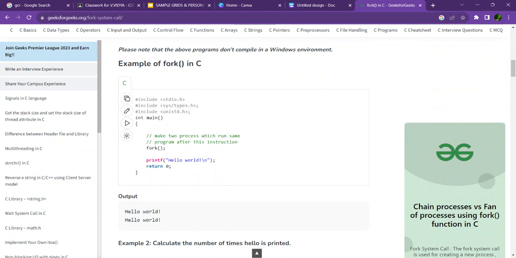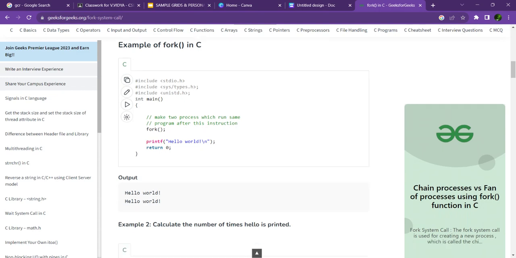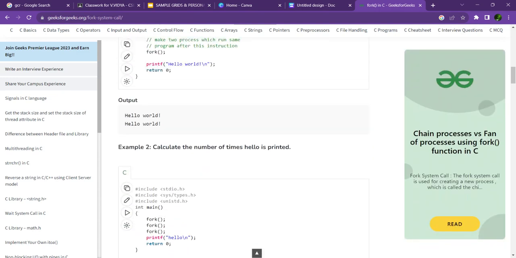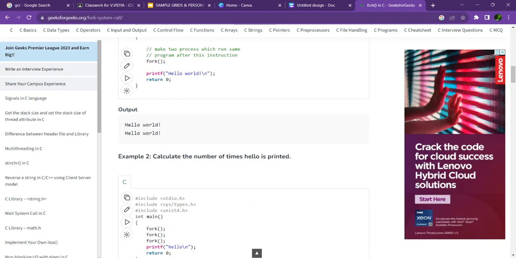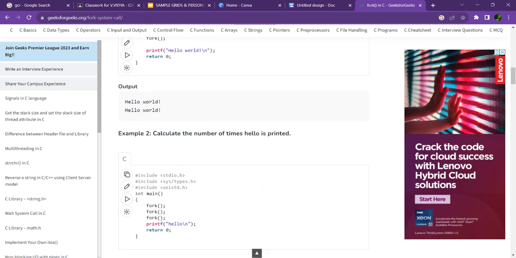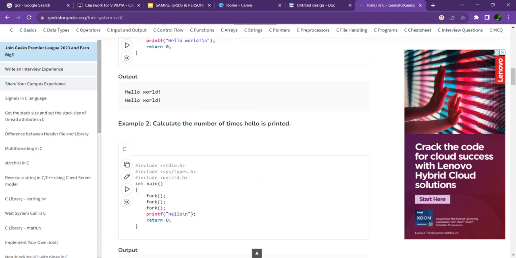Now we will be going into the fork function call. When the compiler executes the fork function call, immediately it will understand that it should create a new process. So immediately within the same program, a child and a parent process will be created. As you can see, the output of this will be two hello world, which means hello world is printed two times. Now let us see the next example of how the fork call is implemented.